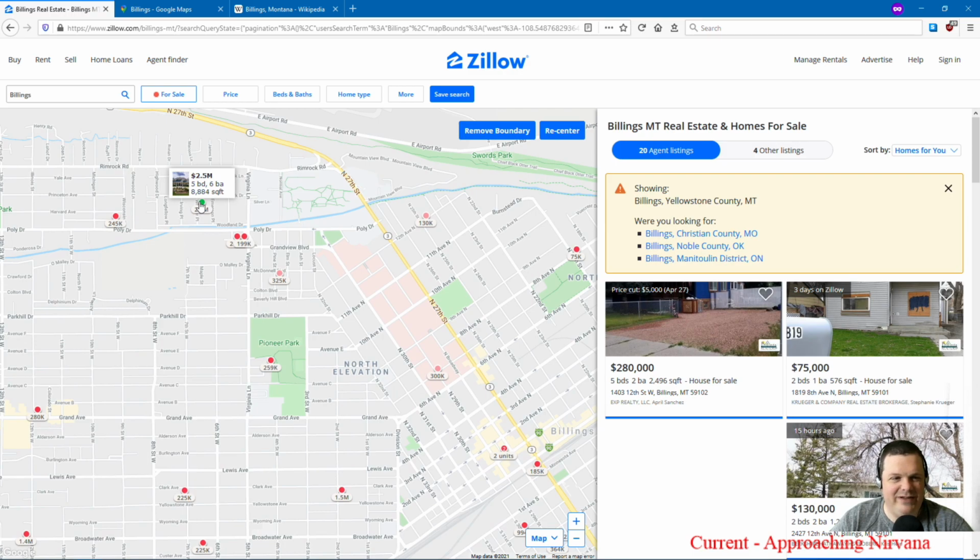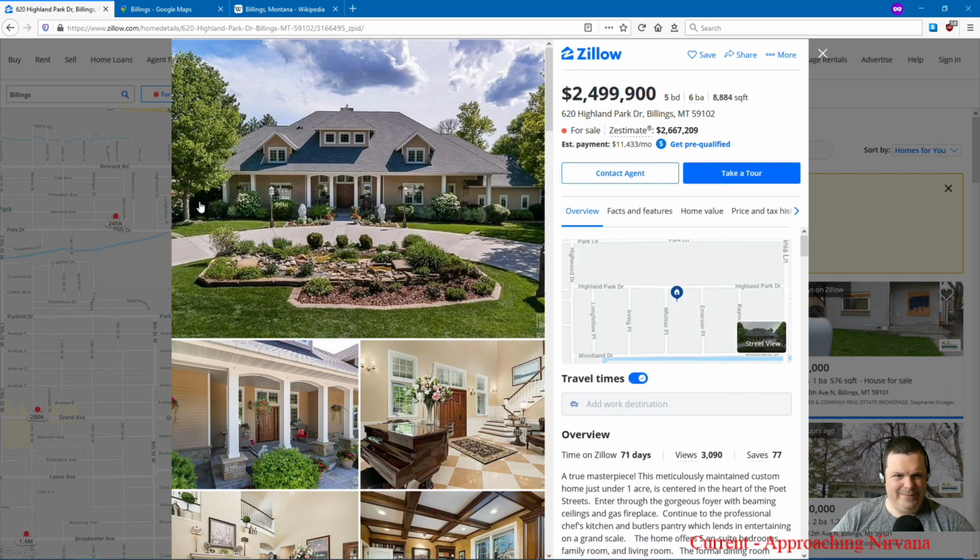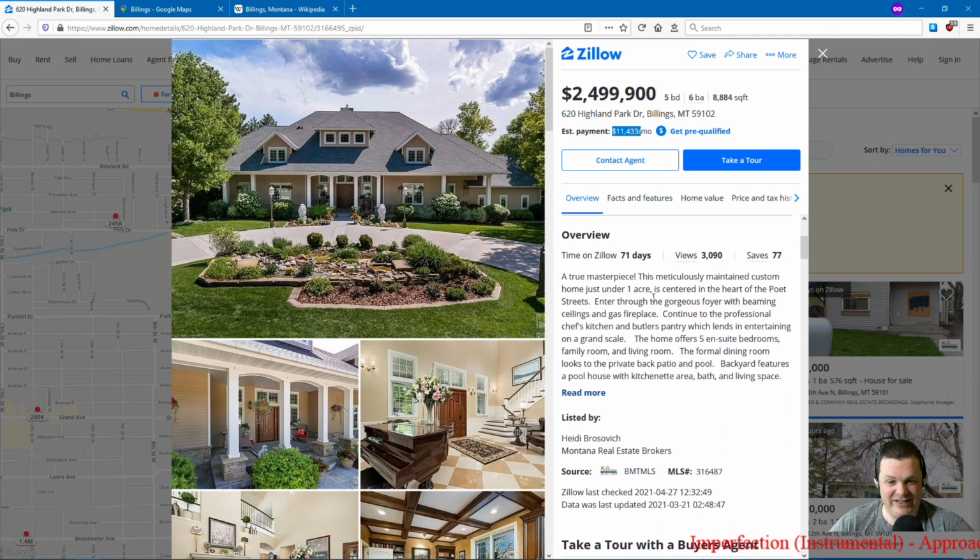2.5 mil. This has got to be a multi-unit, right? Whoa, no? Yes. Oh, God, it's awful. It's so awful. I might vomit. All right, let's take a look at this. 2.5 million, five bedroom, six bath. Why do you need so many baths? $11,000 a month mortgage payment. It's a masterpiece and fucking ugly. I hate this roofline so much already, too. It's been on Zillow 71 days.